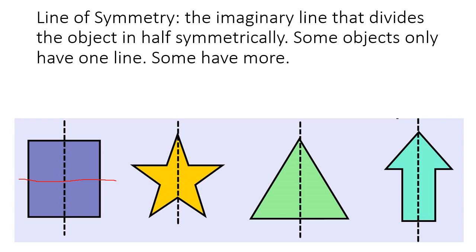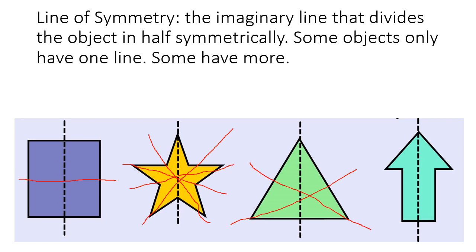With this star, you have one, let's see, doing my best drawing with a mouse. There's 2, 3, 4, 5 lines of symmetry on the star. And on the triangle, we have 3.